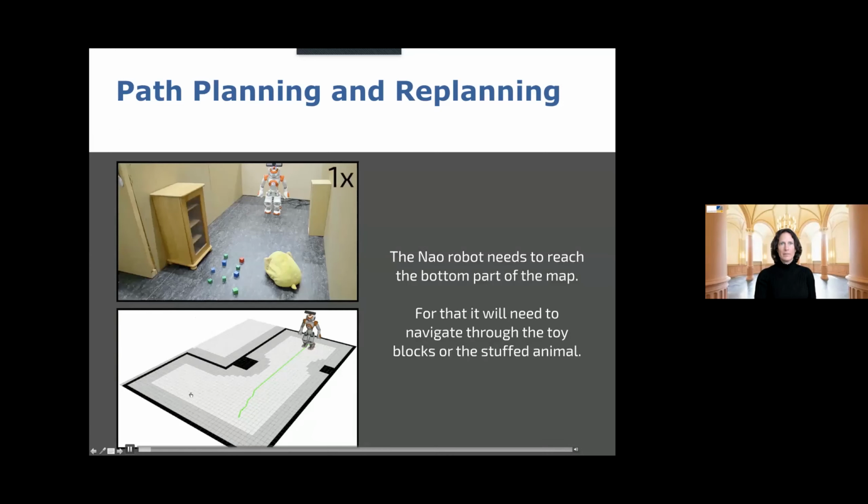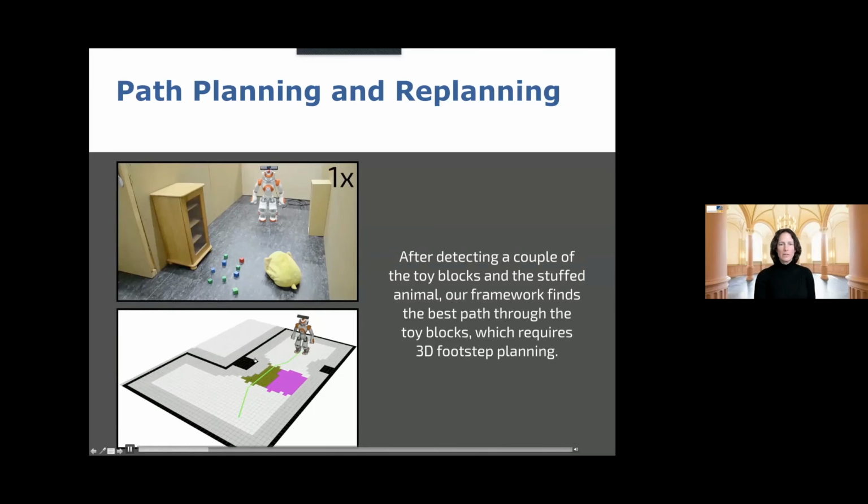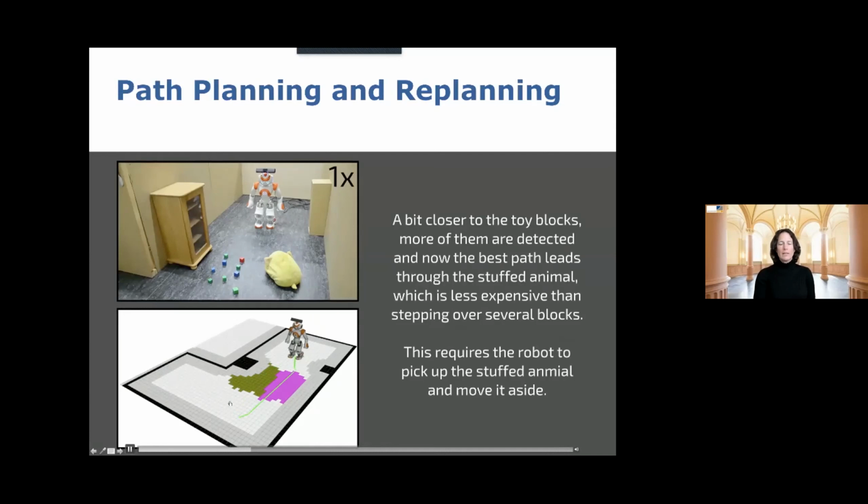Hopefully it will start. Yeah, there was some movement, there's some delay. Okay, so the robot starts walking and then will detect parts of the toy blocks, which will be inserted in the map here, and also the stuffed toys map. Initially, the cheapest path leads over the toy blocks, but then the robot detects that there are more toy blocks on the way, and now the cheapest path actually leads through the stuffed toy.